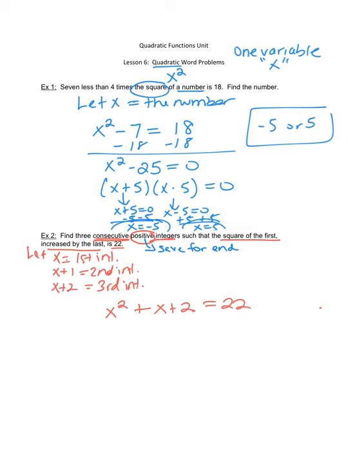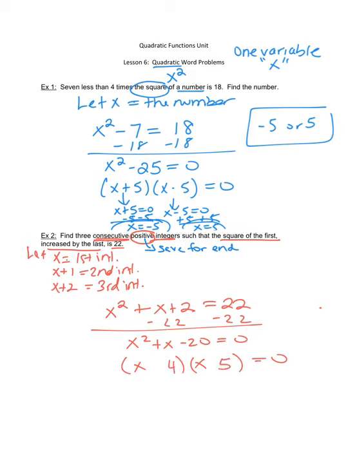I have a quadratic, I have to set equal to 0, so I subtract 22 on both sides. I now have x squared plus x minus 20 equal to 0. I'm going to look for a GCF. I don't have a GCF. This one's going to factor into two binomials. x times x is x squared. 4 times 5 is 20, and I need a difference of positive 1 for the middle term. So positive on the 5, negative on the 4.